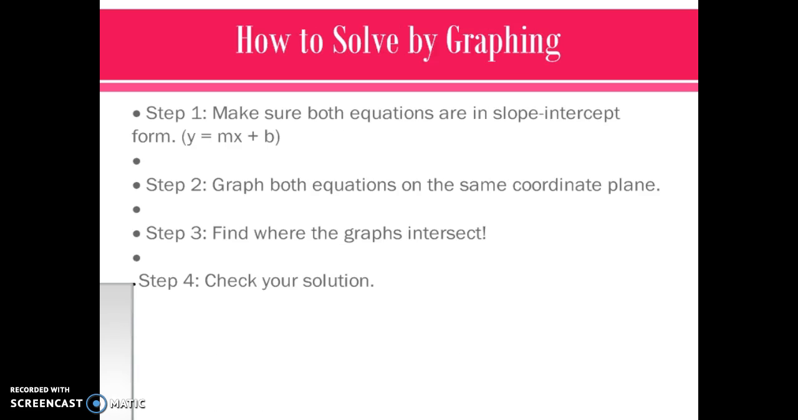And the third way is graphing. So one, you want to make sure that your equations are in slope-intercept form just because we want a bunch of points. So you want exact points. Then you graph both of your equations, and wherever they intersect is your solution.